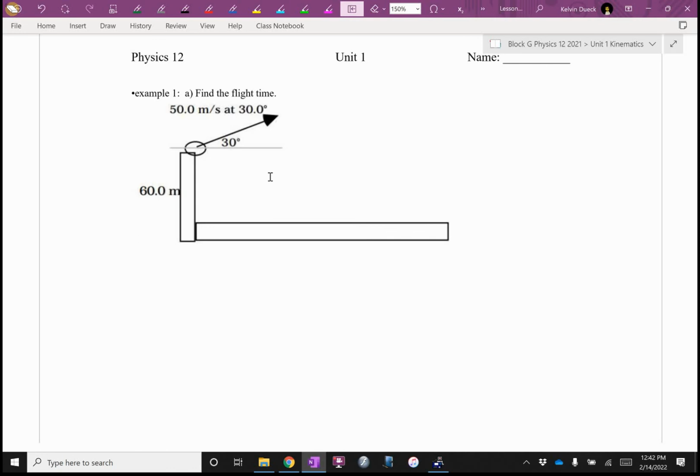Well, it looks like we're being launched from a cliff at an angle. Did I say angle? I'm going to break this into components first thing. So I'm going to go, there's Vx. There's Vy initial. Color.